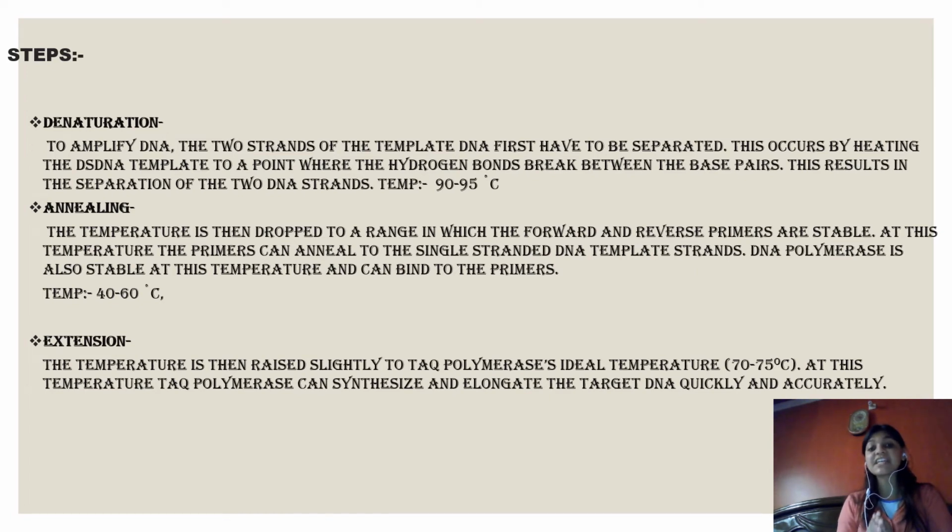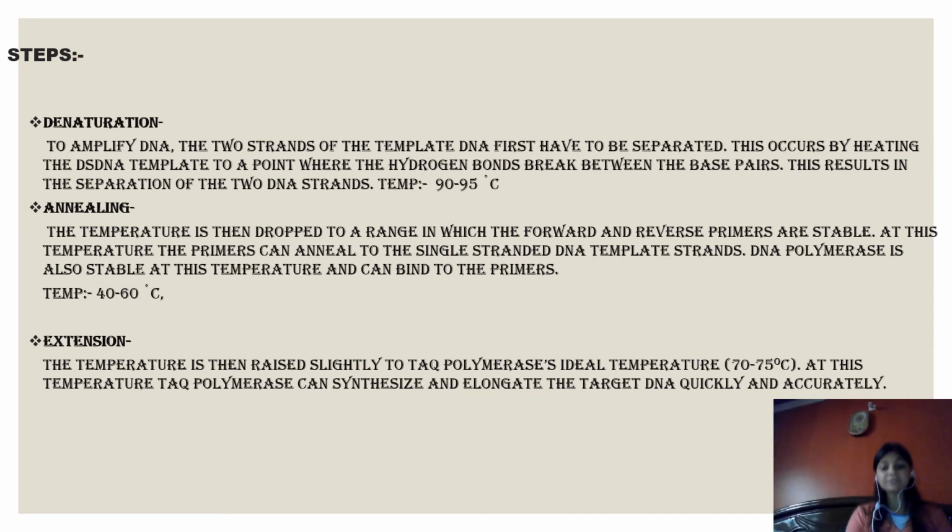The temperature is then raised slightly. In the first step the temperature is raised highly, then we lower the temperature. Now from this we have to raise the temperature a little higher, that is 70 to 75 degrees Celsius, so that the Taq polymerase can bind and extend. What happens in this? The Taq polymerase synthesizes and elongates the target DNA.